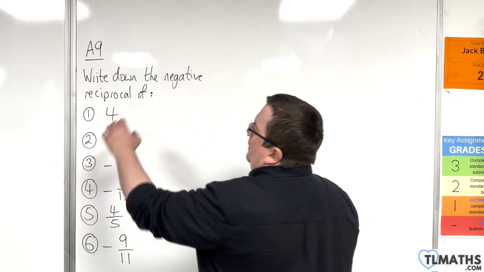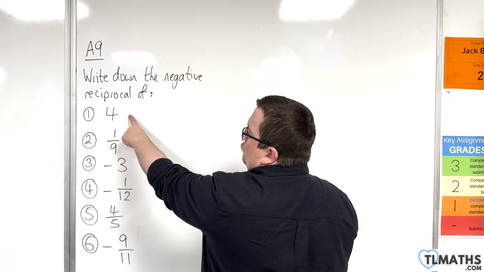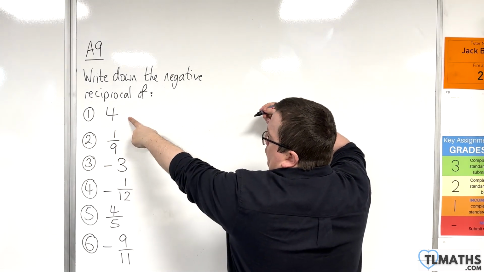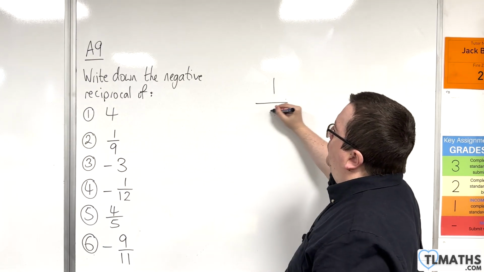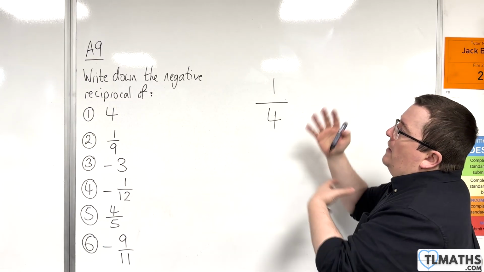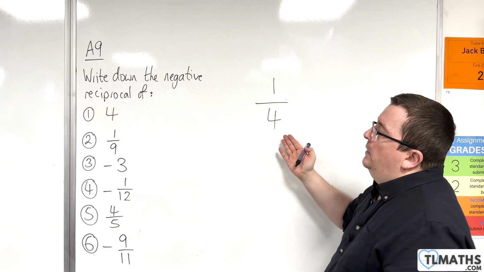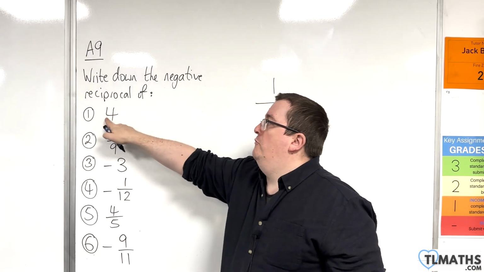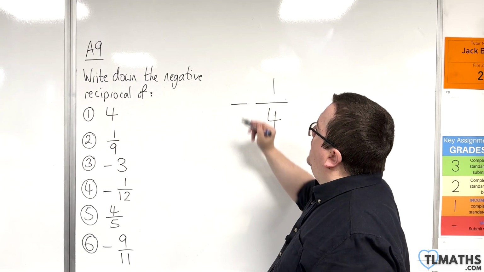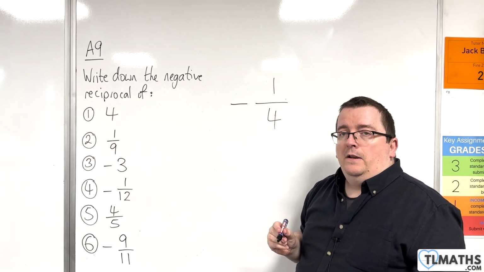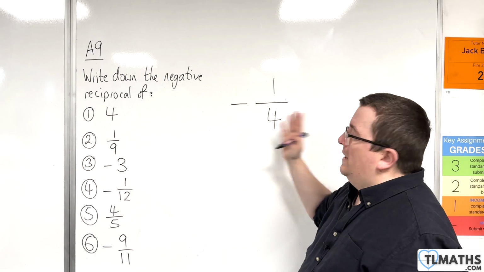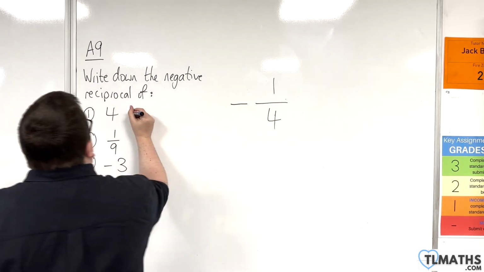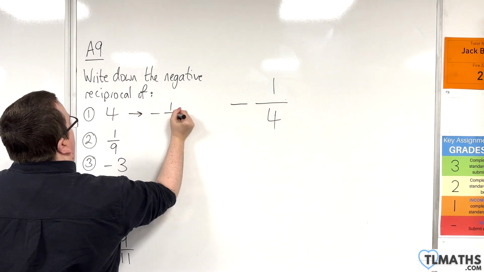So the way this works is that if your original gradient was 4, then the reciprocal of 4 is 1 over 4. So that is the reciprocal. And because you want the negative reciprocal, you change the sign. So it's currently positive, so you change the sign, and so it becomes negative. So the negative reciprocal of 4 is minus 1/4. Okay, so let's put that on there.